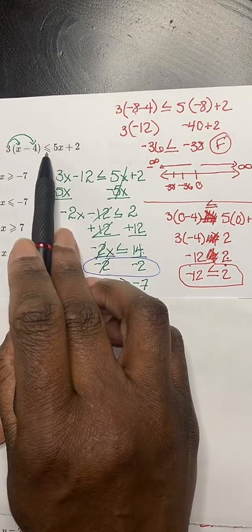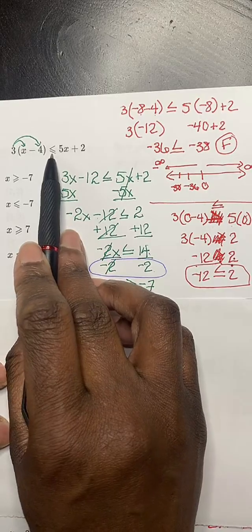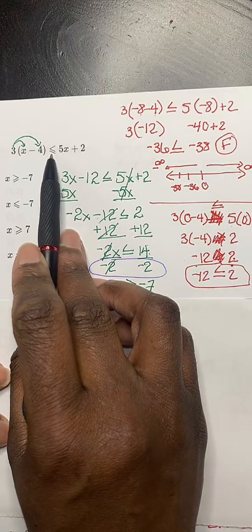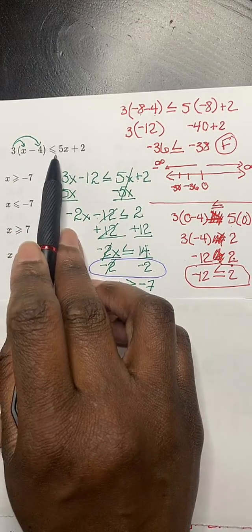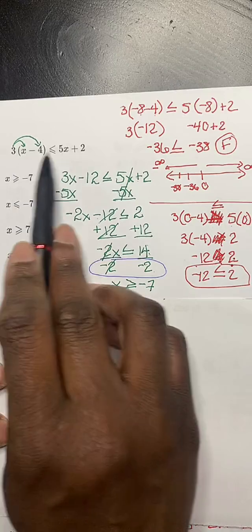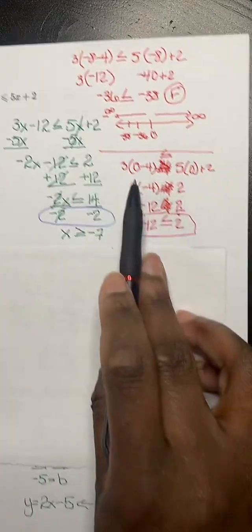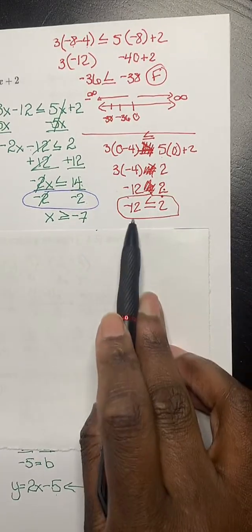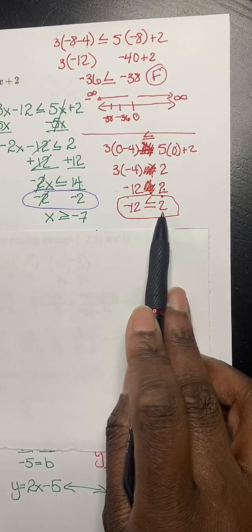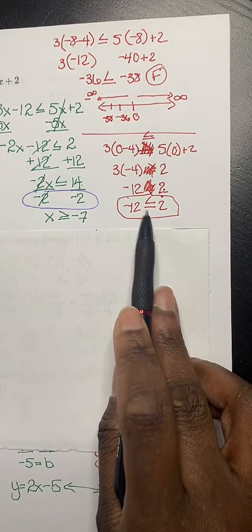Okay, because the original problem is less than or equal to. See, I'm not AI. I make mistakes too. I'm a human being. So when I plugged the 0 in for the x's, and I came up with this part for the simplifying, I got negative 12 is less than or equal to 2. That is a true statement because I didn't want to flip my inequality.